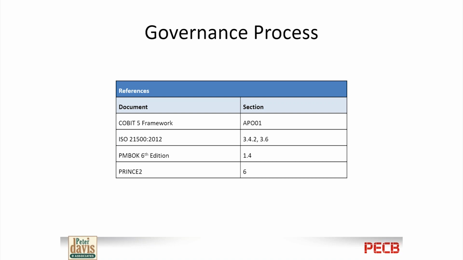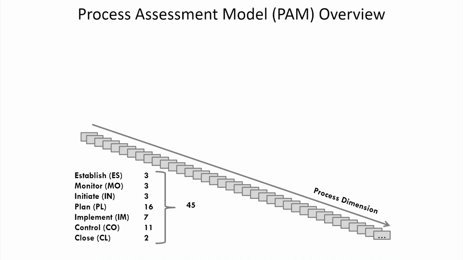So now we have our process reference model. So we define that. So that's here. We have our process dimension. We have our 2 areas, governance and management. We have our 7 domains, starting with establish and going through to close. Within that, we have a number of processes. You see there's 3 for establish, 3 for monitor, and these add up to 45 different processes, and these 45 processes have many activities associated with them. So that's our process dimension.